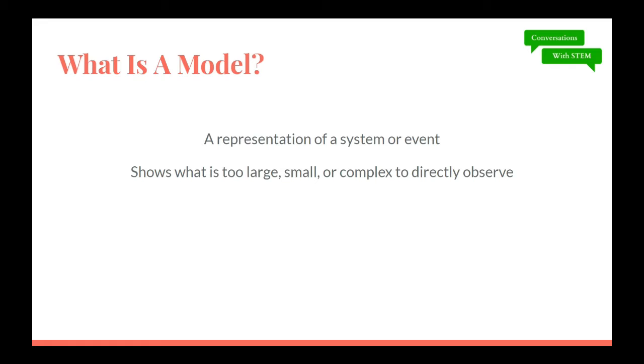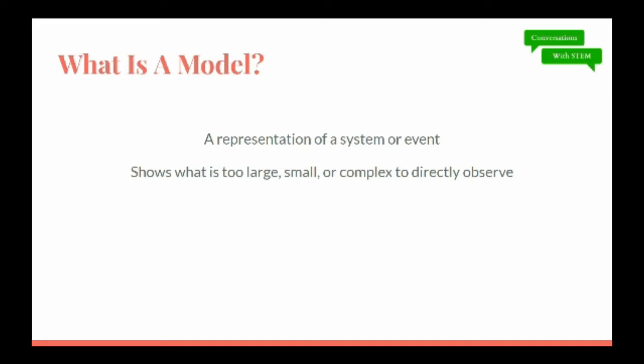So why use models? A model is a representation of a system or event. Models help us understand and explain things that are too large, too small, or too complex for us to directly observe. And a model can be any kind of representation. Often we think about diagrams because they're easy to create using just a pencil and paper, but there's lots of different kinds of models. Dioramas, dances, even math equations are models.